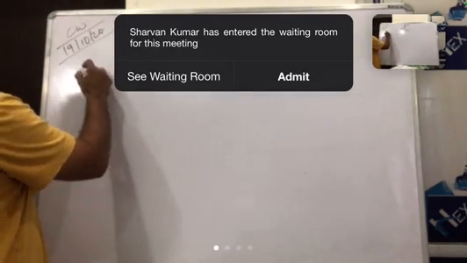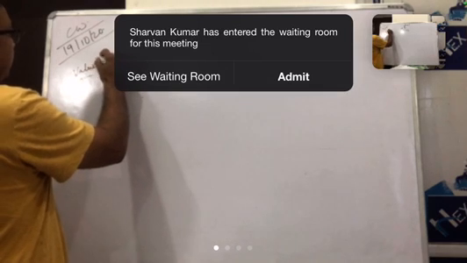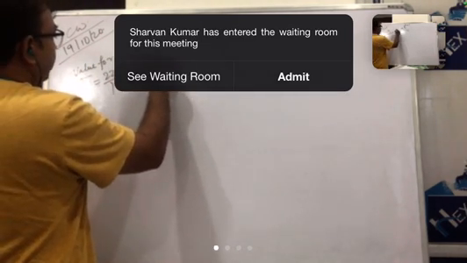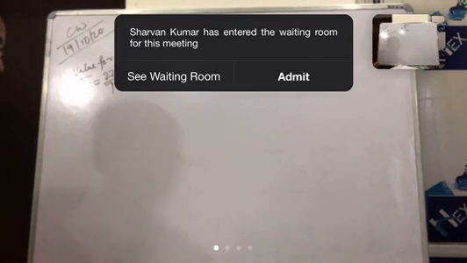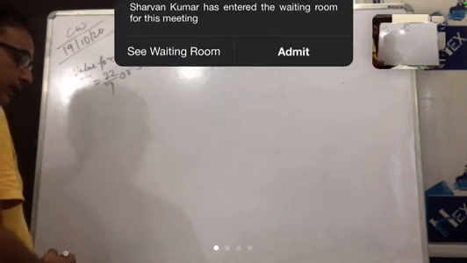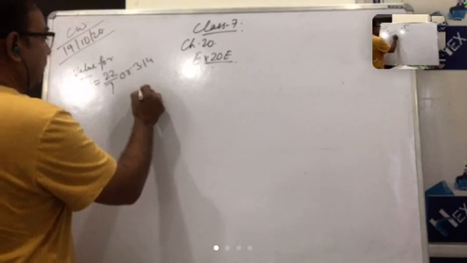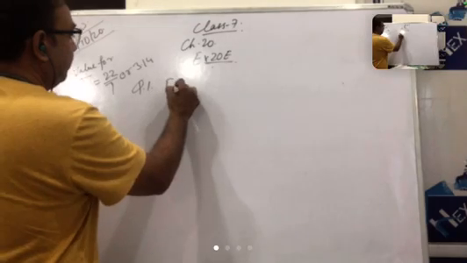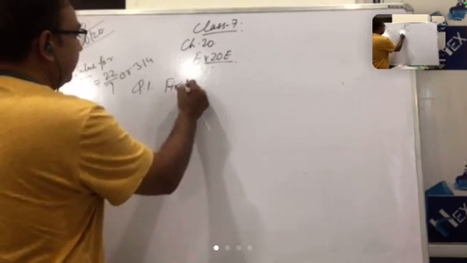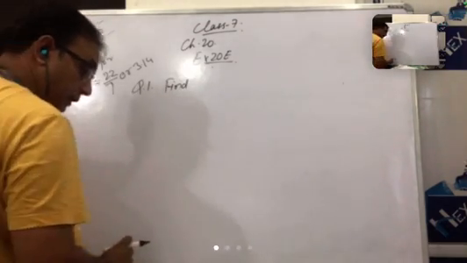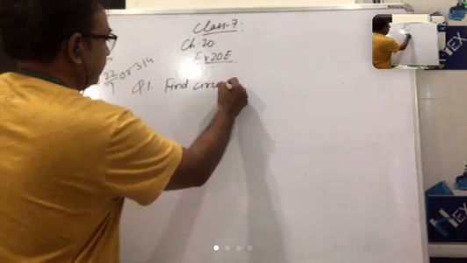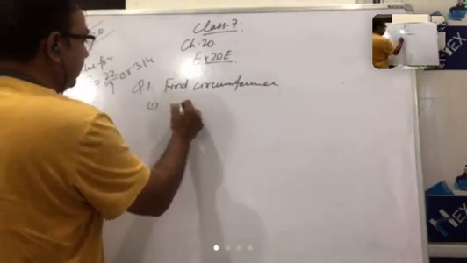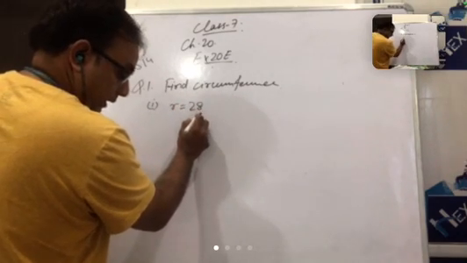And the value for pi is equal to 22 upon 7 or 3.14, whose radius is 28. So the question number 1 is: find the circumference, and the radius is equal to 28 centimeter.